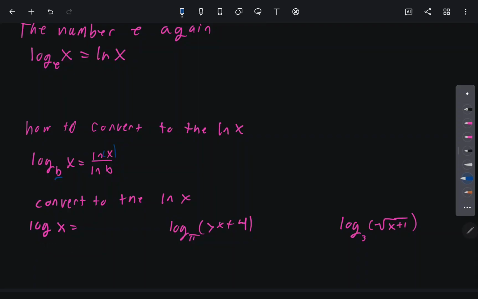So if we want to convert this, we know that this is going to have a natural log of x in the numerator, but in the denominator, it's going to have a natural log of 10. For this next one, it looks very complicated, but it's just going to be the natural log of 7x plus 4 all over the natural log of pi. And I'll give you a moment. Maybe you want to try this last one by yourself.